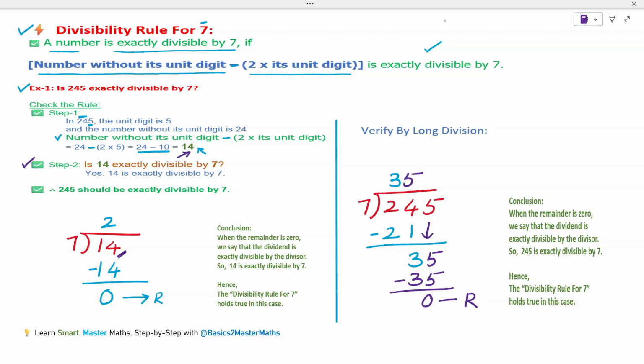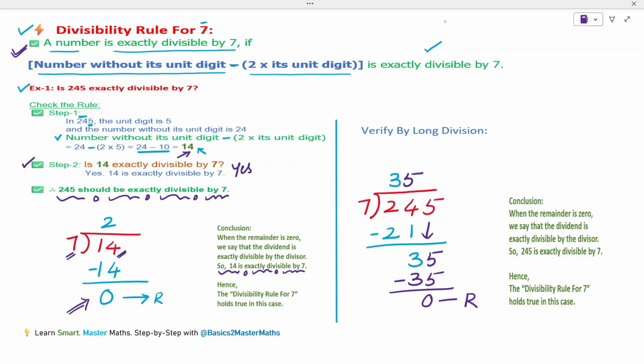When we divide 14 by 7, we get 0 as the remainder. So, you can say 14 is exactly divisible by 7. Therefore, according to the divisibility rule for 7, 245 should be exactly divisible by 7. Got it?